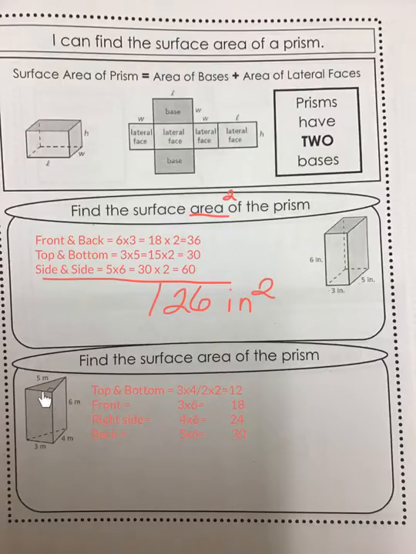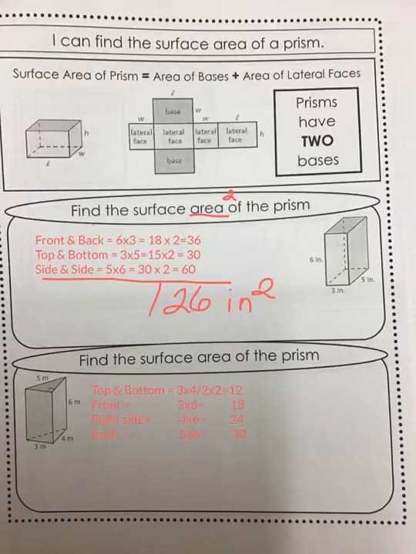Then I'm going to look at the front of this. I'm thinking this is the front. It's 3 by 6, which is 18. Then I'm going to look at the right side, which is this rectangle. 4 by 6. 4 times 6 is 24. And then I'm going to look at the rectangle in the back. 5 by 6. 5 times 6 is 30.